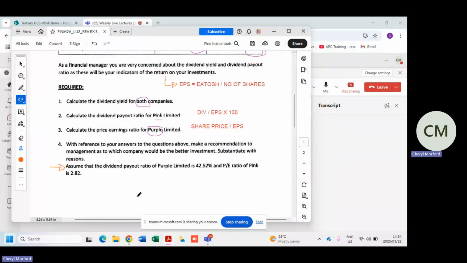So it would not make sense to repeatedly test the same thing. So that's why they could maybe ask you to calculate ratios for one company, then they'd have to give you the others. So all I've done now is I've taken those ratios and I've inserted them into my table. So we were fine with dividend yield because we worked out for both. We did dividend payout for pink, which means that we must go and put in dividend payout for purple. We did PE for purple, so we must go and populate with pink. And that's all that I've done here.